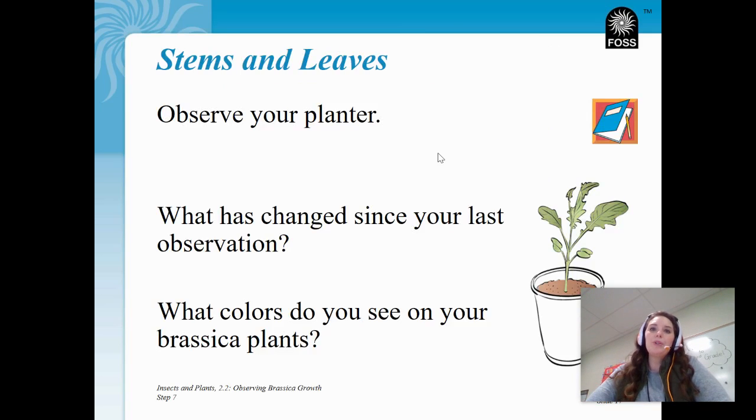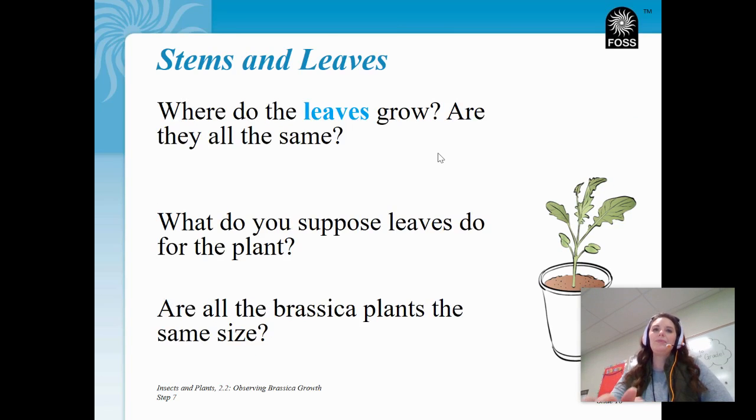So now you are going to observe your plant. What has changed since your last observation? Take a look back in your observation notebook and see what you wrote and drew on Monday. How has it changed since Monday? What colors do you see on your brassica plants now? How tall is your brassica plant? Making careful observations to see how your plant has changed. We're going to think about stems and leaves today. Those are probably the structures that you can see from your plant.